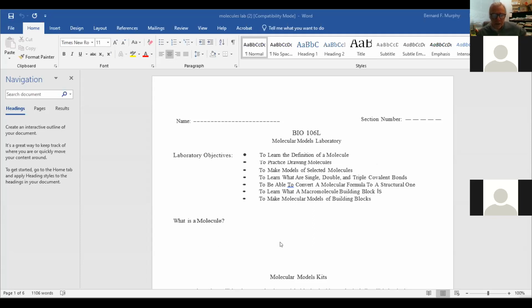Starting with what is a molecule? At least 2 atoms connected by a chemical bond. That's what a molecule is. They can be really simple, like the oxygen you're breathing in right now. You're breathing in the oxygen molecule, O2. It's 2 oxygen atoms connected by a chemical bond, actually a double covalent bond. Or they can be really complicated, like the macromolecules.